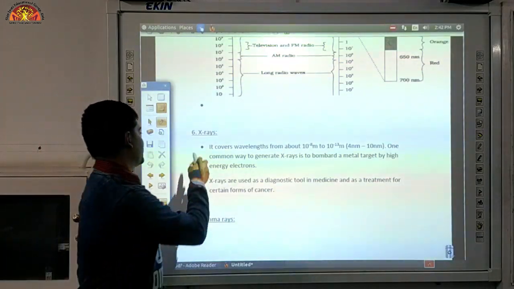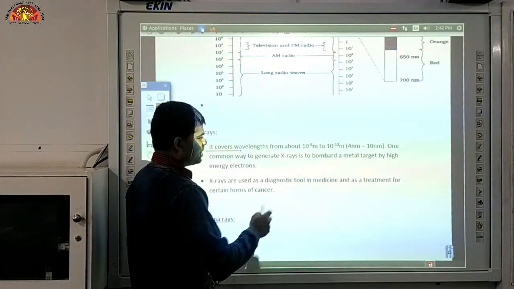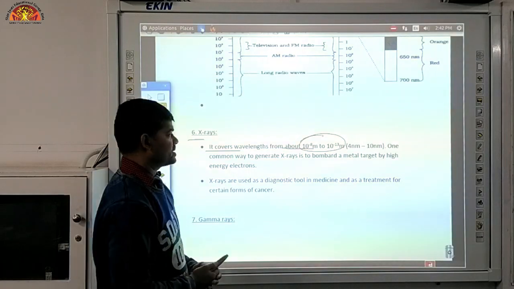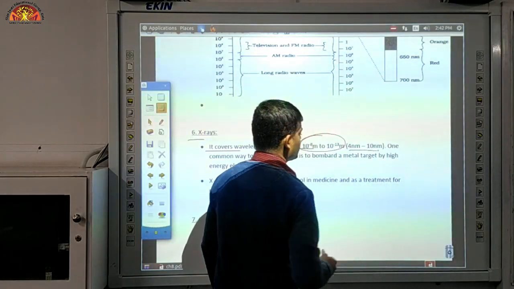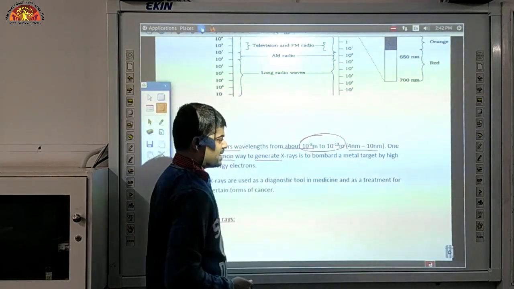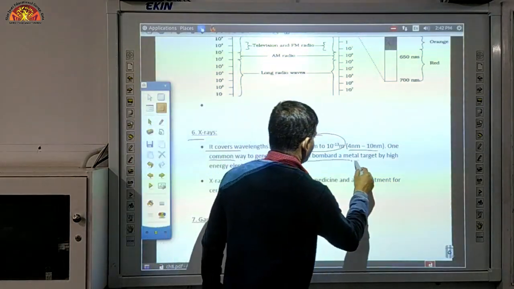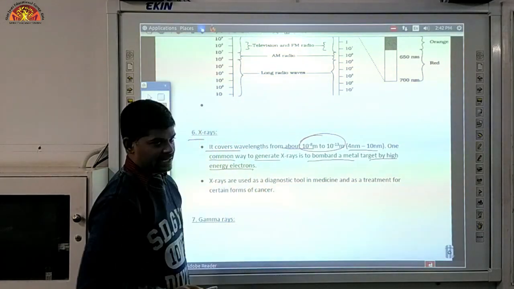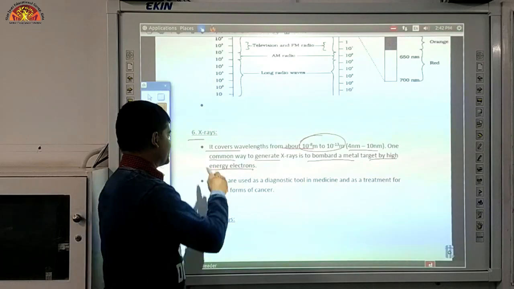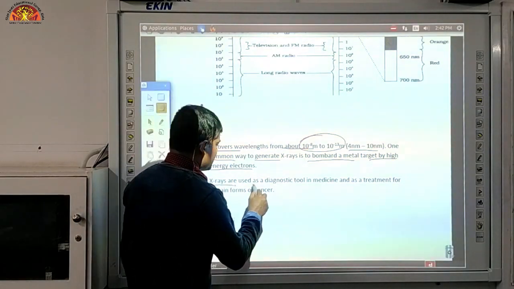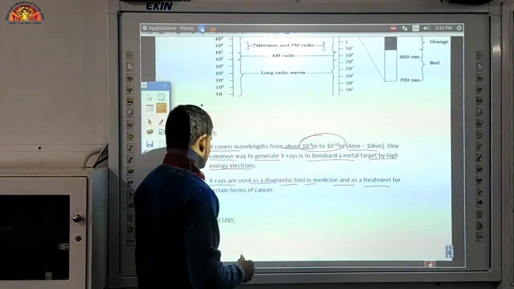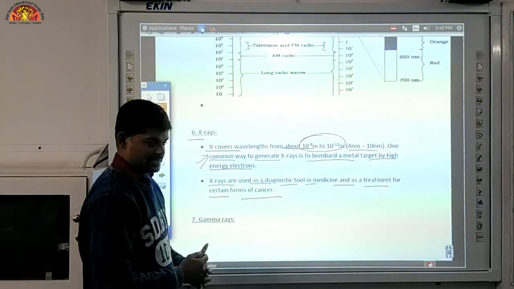Now students, come to the X-rays. It covers the wavelength from about 10⁻⁸ meter to 10⁻¹³ meter, or you can say from 4 nanometer to 10 nanometer. One common way to generate the X-ray is to bombard a metal target by high energy electrons. Okay, हम मेटल टारगेट को हाई एनर्जी इलेक्ट्रॉन से बम्बार्ड करके एक्सरे जनरेट कर सकते हैं. X-rays are used as a diagnostic tool in medicine and as a treatment for certain forms of cancer.